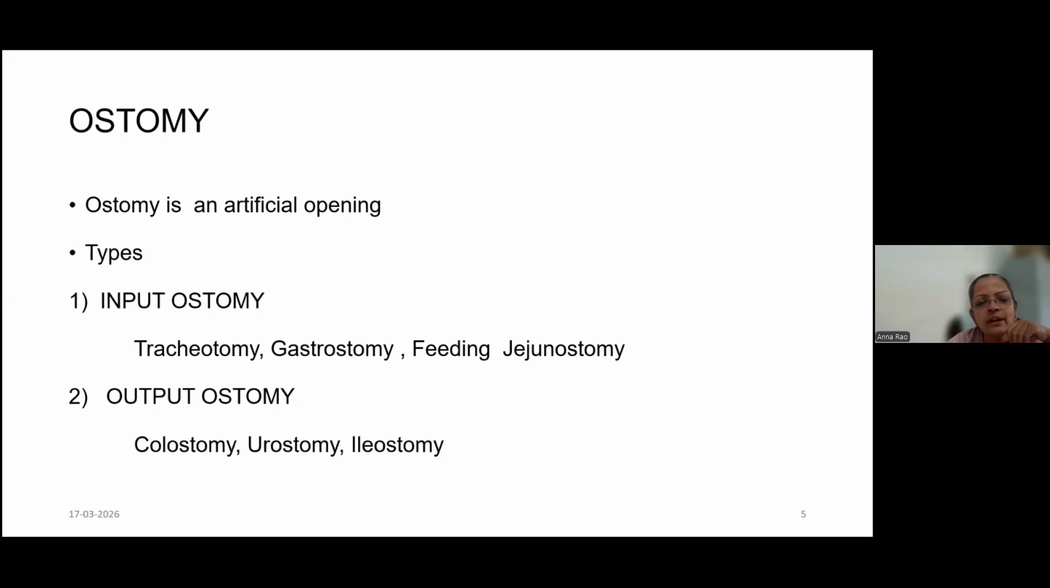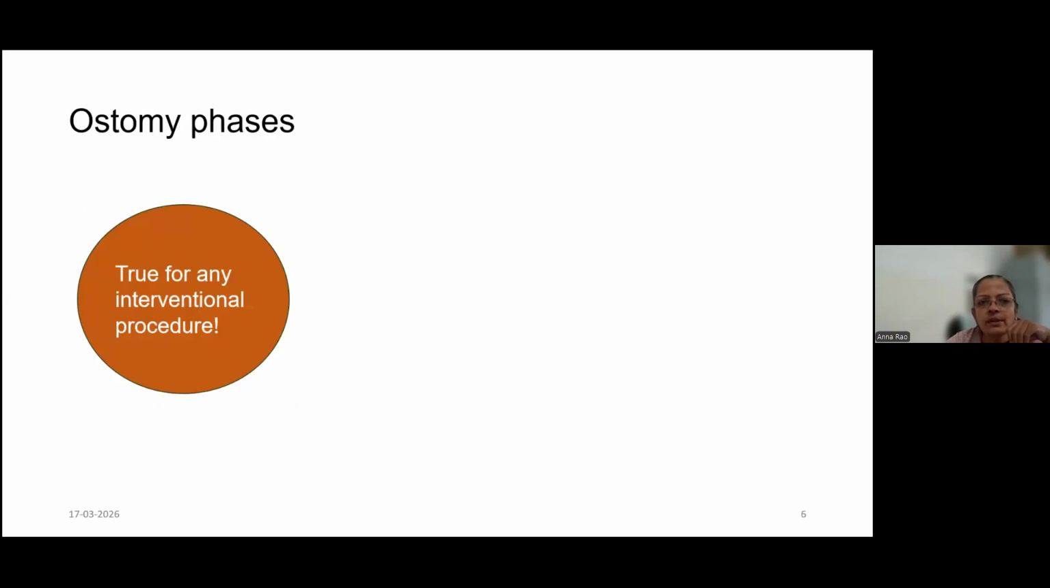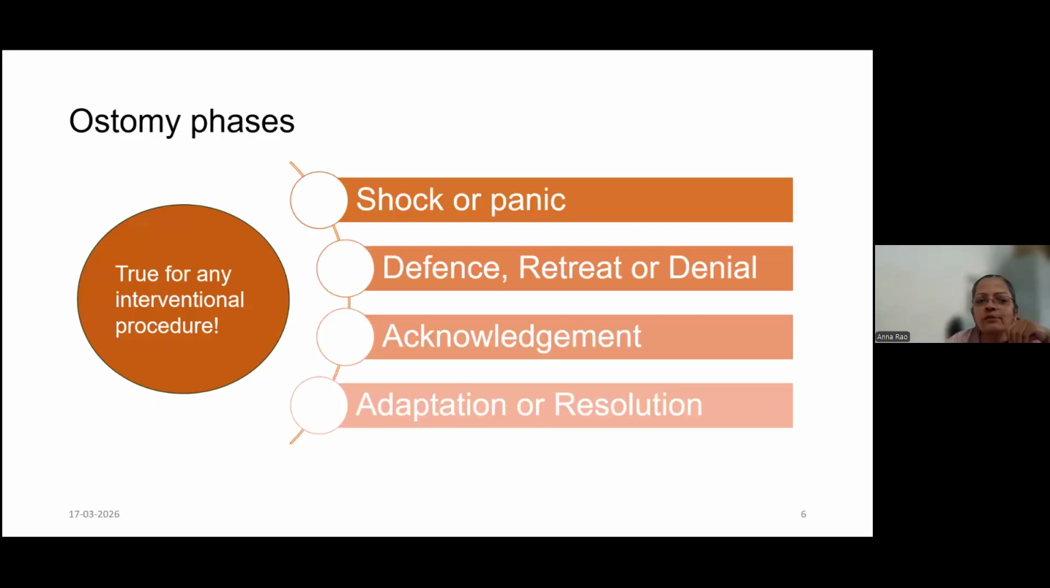Output ostomy examples are colostomy, urostomy, ileostomy. So today we are going to focus on tracheostomy and colostomy. These phases are also very important. Of course, it is true for all types of interventional procedures, but the sooner the patient understands and adapts to his situation, the better, right?